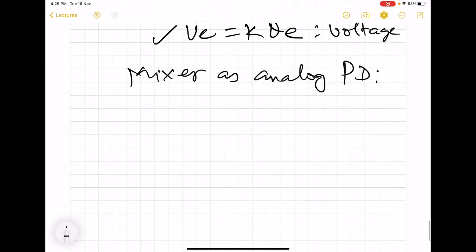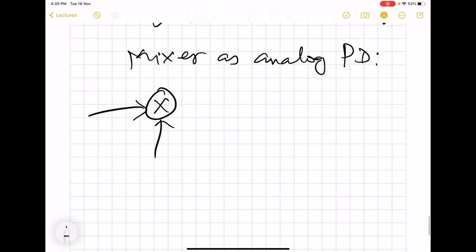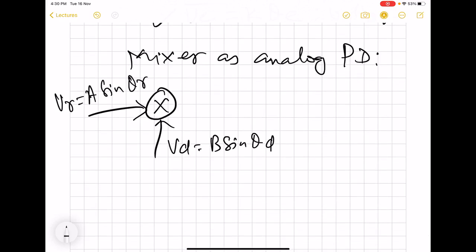So a mixer can be used for analog phase detection. Here we know that in the mixer we feed two signals, say VR equal to A sine theta R and VD equal to B sine theta D. And then here we will have, say, an intermediate output, intermediate because this will ultimately go to the loop filter.